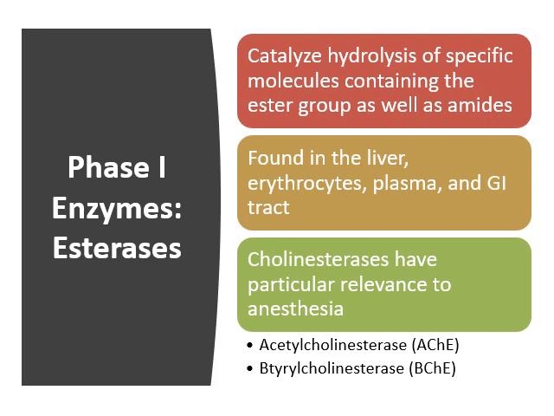So the esterases, part of phase 1 metabolism. They are proteases that are specialized and involved in the activation of proenzymes such as those secreted by the pancreas. An example would be acetylcholinesterase. Esterases catalyze the hydrolysis of specific molecules containing the ester group as well as amides. They are found in the liver, erythrocytes, plasma, and GI tract. Cholinesterases have particular relevance to anesthesia. Again, acetylcholinesterase, and then pseudocholinesterase, which is the one just below that.